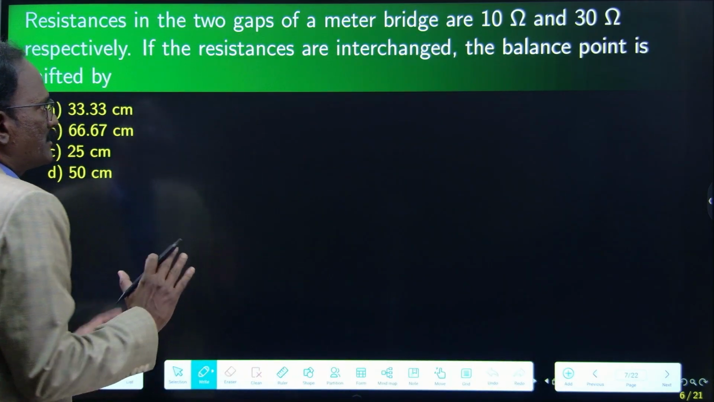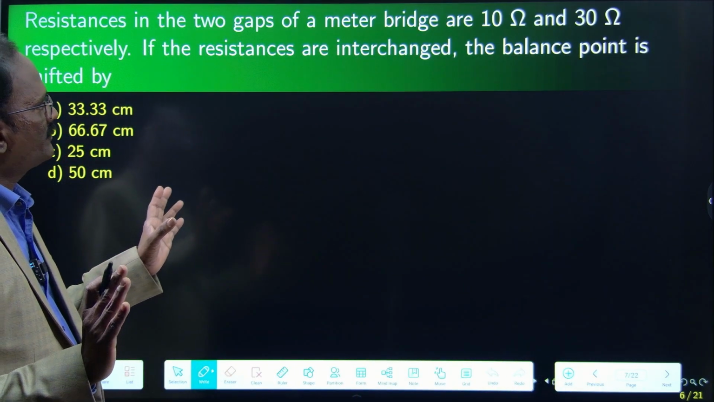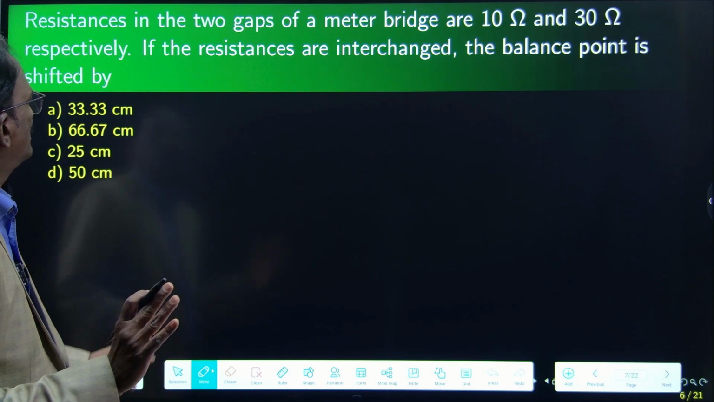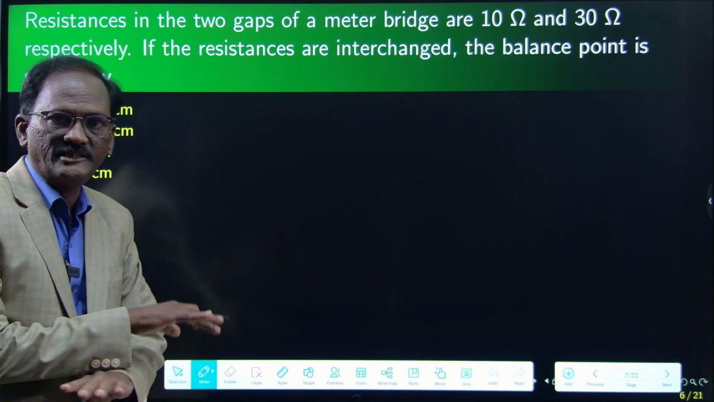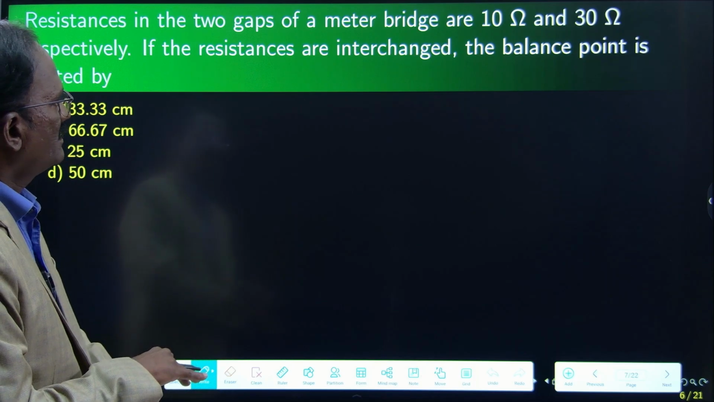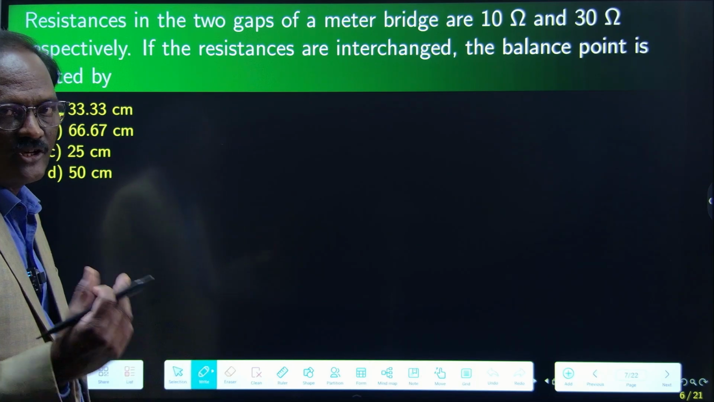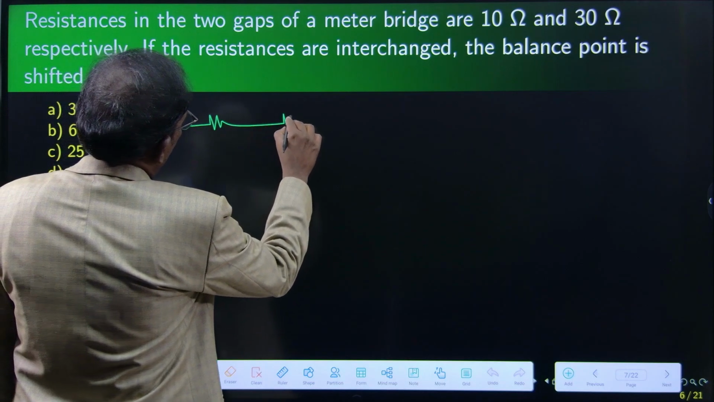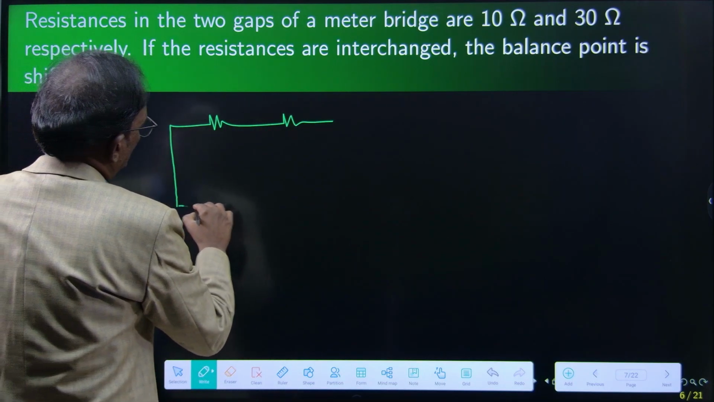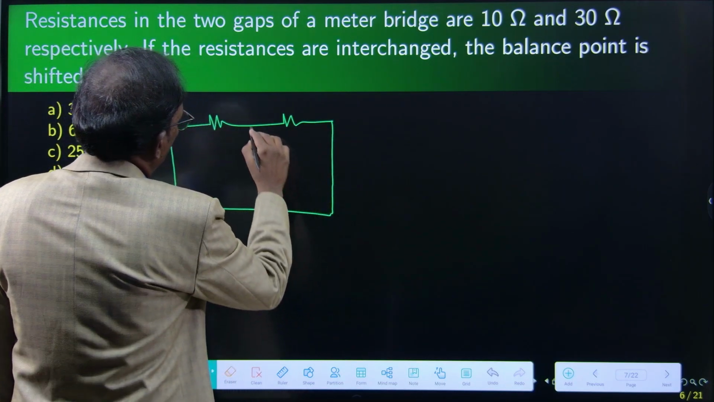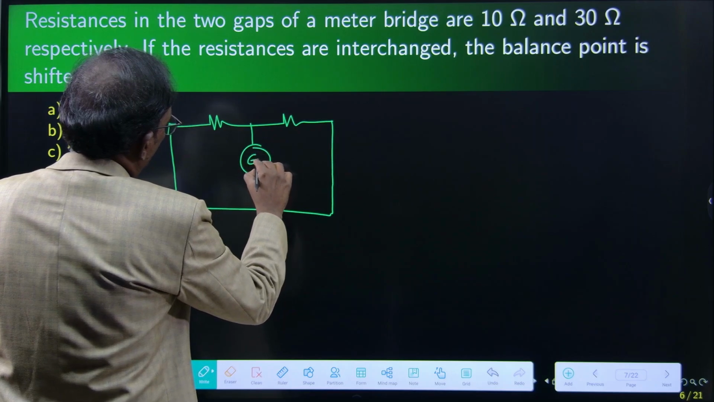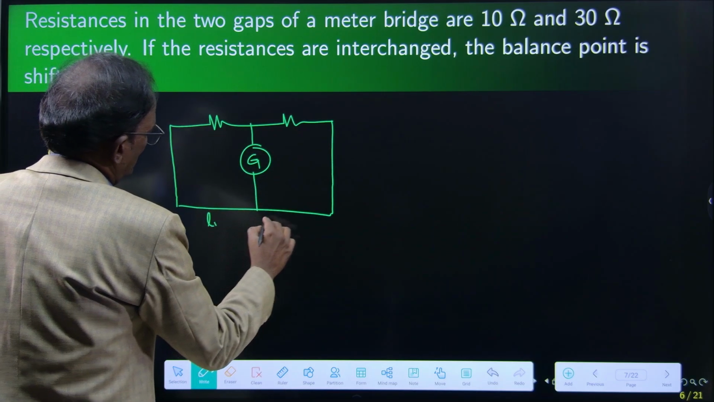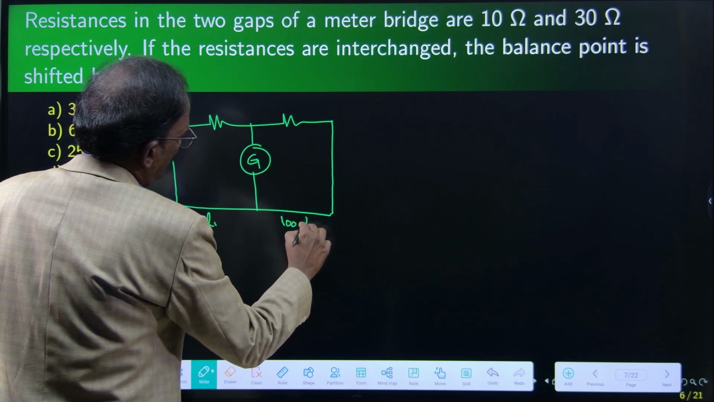Resistances in the two gaps, left gap and right gap, of a meter bridge are 10 ohms and 30 ohms respectively. If the resistances are interchanged, then the balance point is shifted by how much? Let us draw the diagram first. This is our meter bridge, galvanometer. This may be L1 and this should be 100 minus L1.